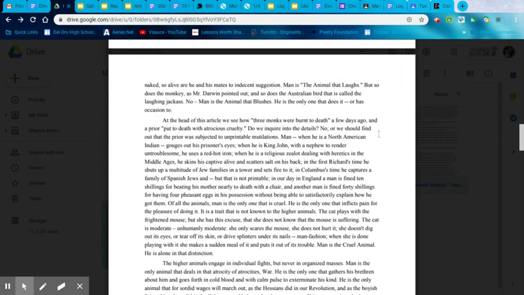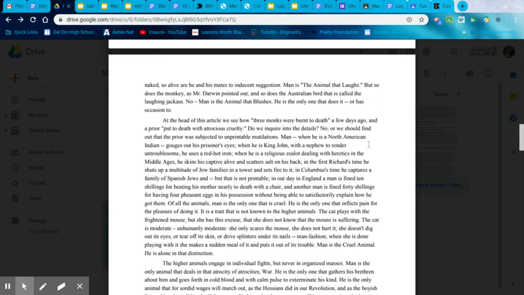At the head of this article, we see how three monks were burned to death a few days ago, and a prior put to death with atrocious cruelty. Do we inquire into the details? No, we should find out that the prior was subjected to unprintable mutilations. Man, when he is a North American Indian, gouges out his prisoner's eyes. When he is King John, with a nephew to render trouble untroublesome, he uses a red-hot iron.